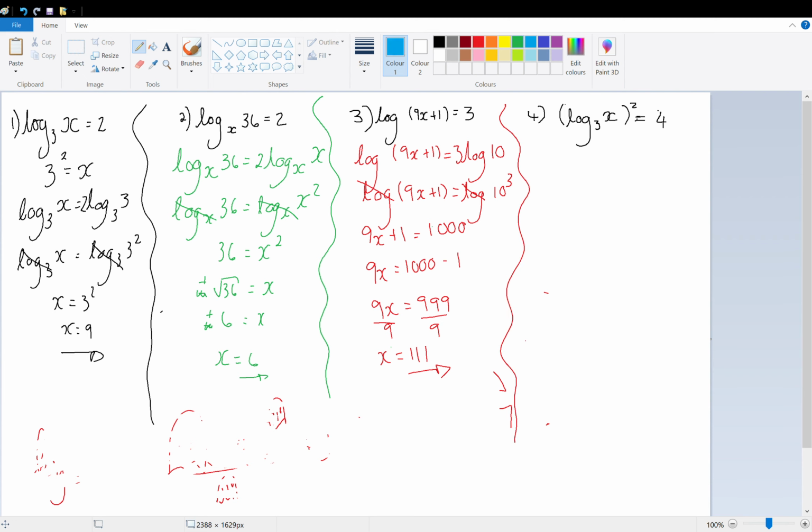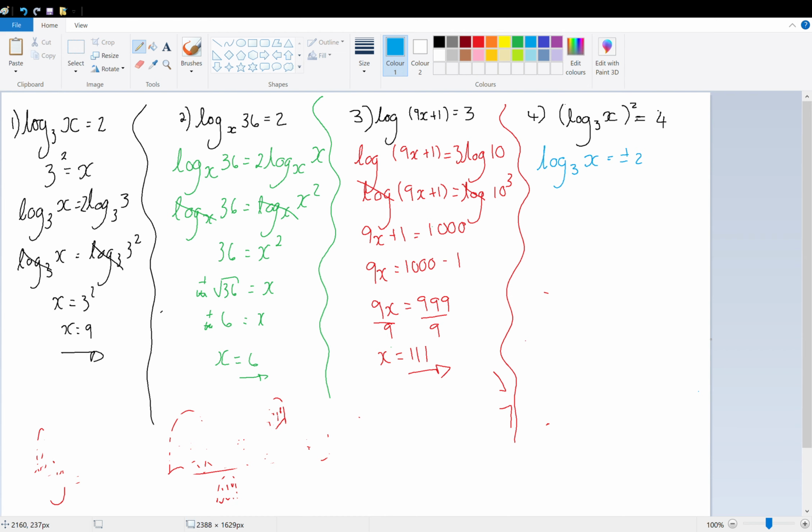Right, the last one, that square. It gives me a little bit of a tricky one, because that square is not only talking to my x, it's also talking to my log. So I have to first get rid of the square before I can start with my sum. So, how do I get rid of a square? You get the square root of the whole equation. So it's plus minus 2. Now, I cannot find the log of a negative number, but my log can equal a negative number.